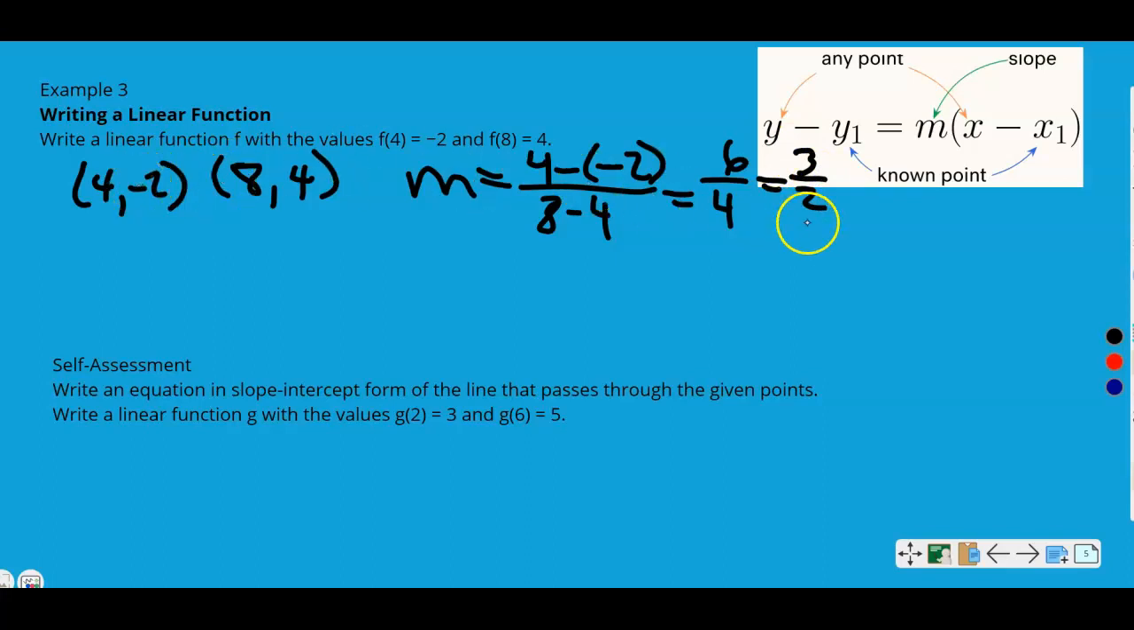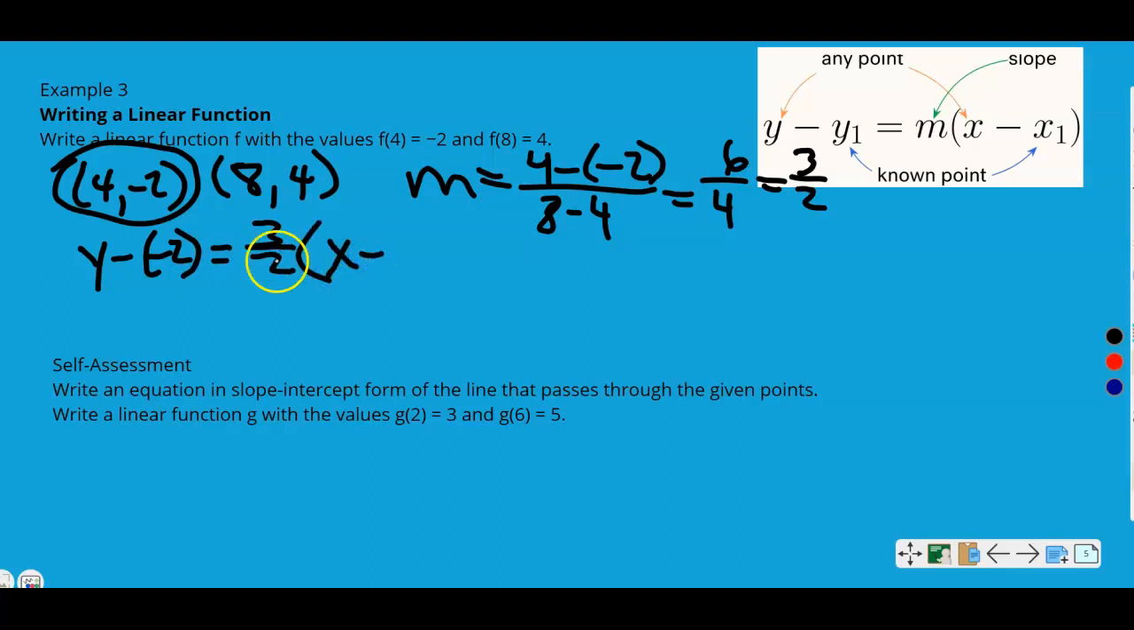We have a point and a slope, so we can write an equation in point-slope form. So let's do y minus y1. Doesn't matter which point you choose. Let's choose this one. So our y would be negative 2 equals our slope, m equals 3 halves, x minus, our x value is 4. All right, we can simplify this a little bit. y minus negative 2 would be y plus 2 equals 3 halves, x minus 4.